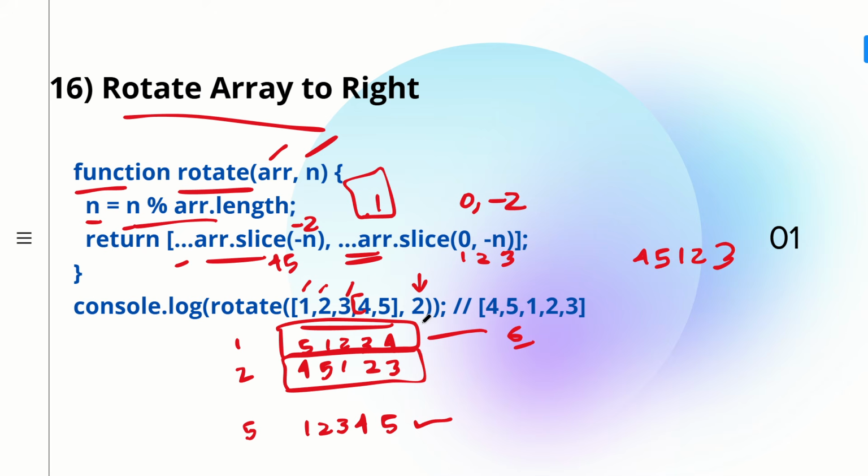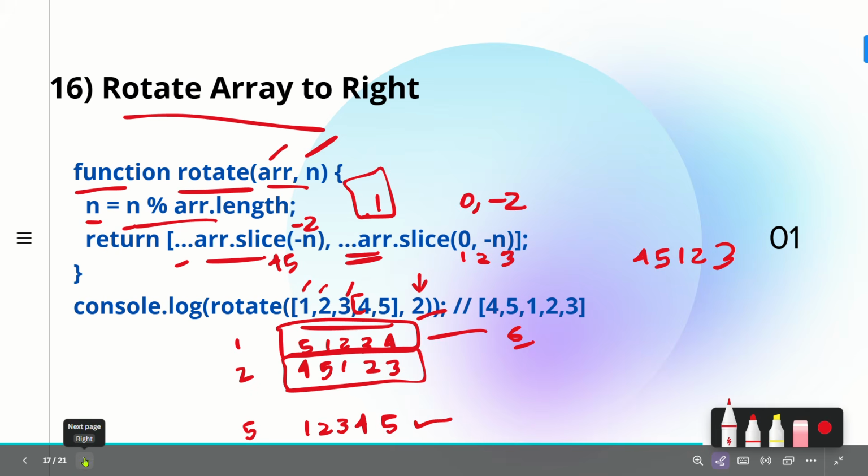Similarly, if they give 3 4 5, this function would work. So it is not like you have hard coded it. There is a logic. So whatever is the number you are passing from here, that will work. Let's see our next question.